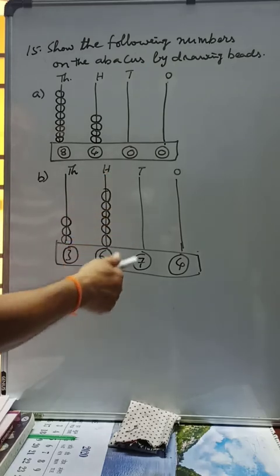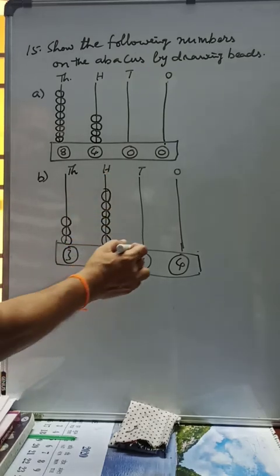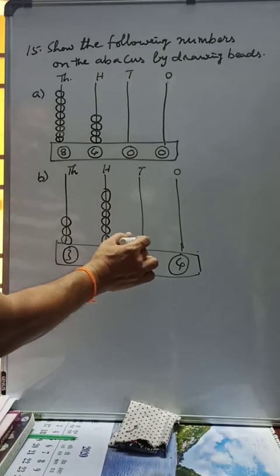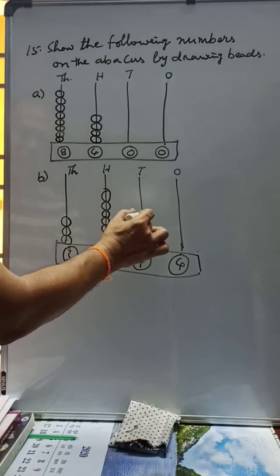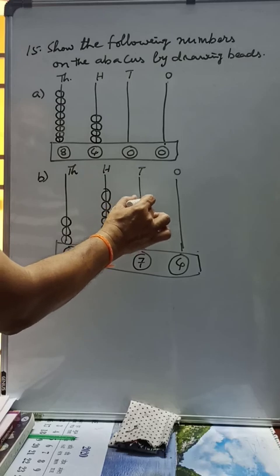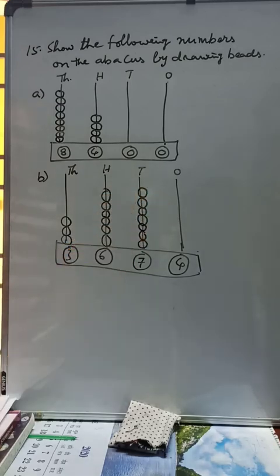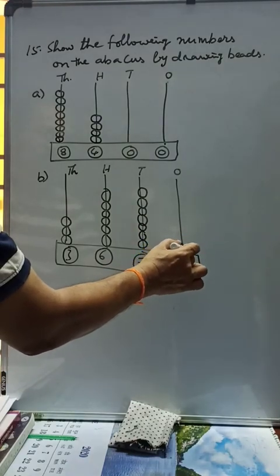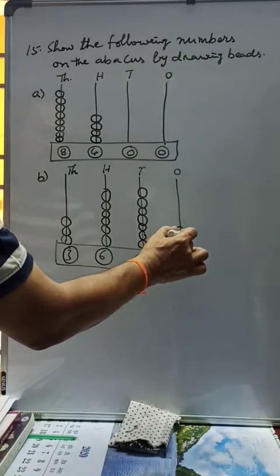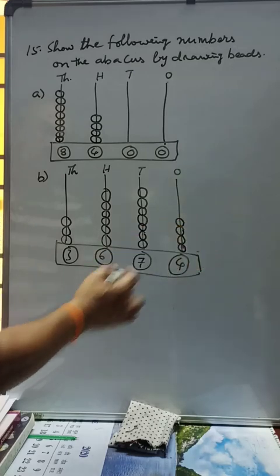In tens place 7 is there. So number of beads we have to draw in the tens place is 7. 1, 2, 3, 4, 5, 6 and 7. And in the last, ones place we have 4. So draw 1, 2, 3, 4 beads.